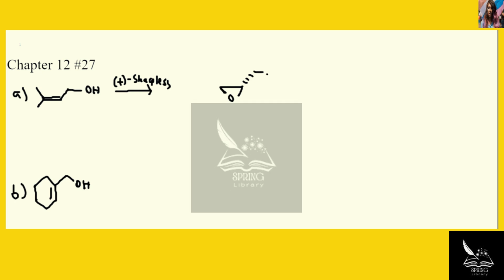There's our allylic alcohol. Here's a methyl group over here. Here's the other methyl group on a wedge. And then we have a hydrogen on a wedge here as well. So pretty straightforward, and that's A.